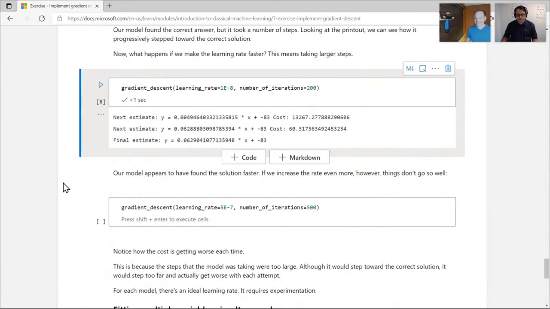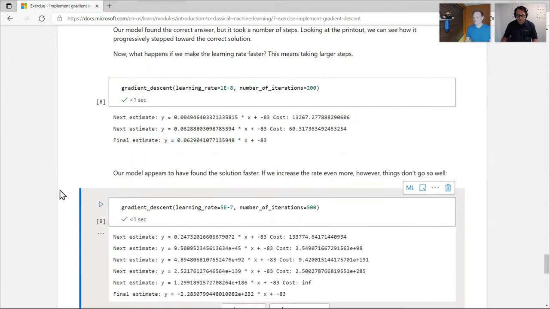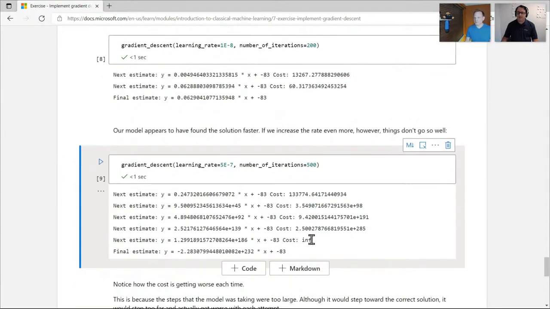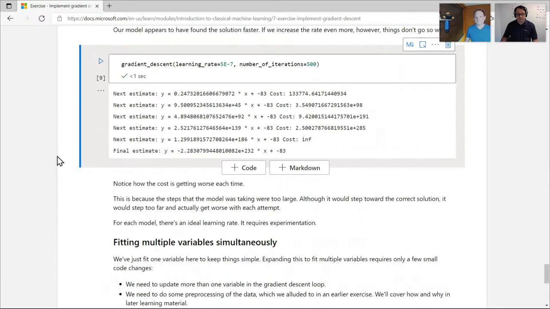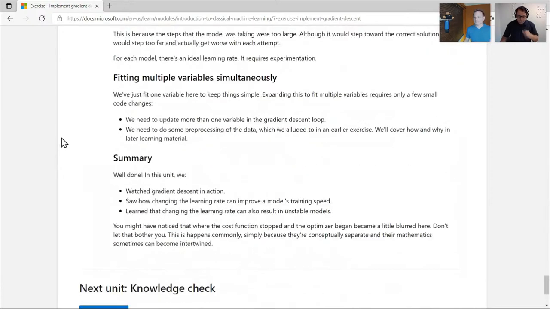But let's change that. We'll increase it even more. And now our cost is infinity. That doesn't seem like a better answer, does it? That's probably not helpful. So we have a very large learning rate here. Our jumps got so big that we really couldn't surf the curve of the cost function anymore. We just started leaping over the whole graph. So it really pays to experiment with what the learning rate should be. That's right. Cool.